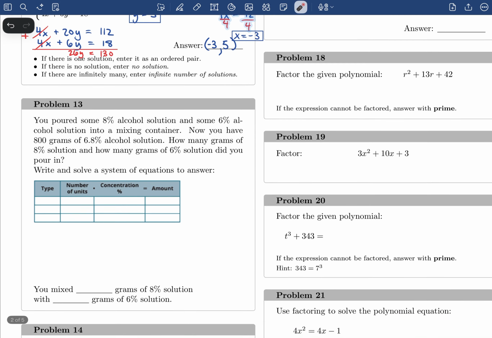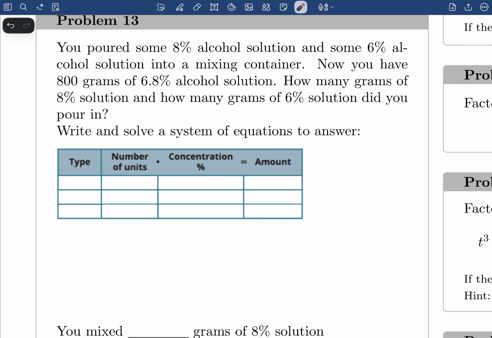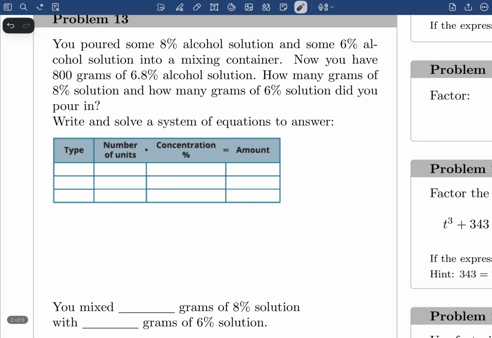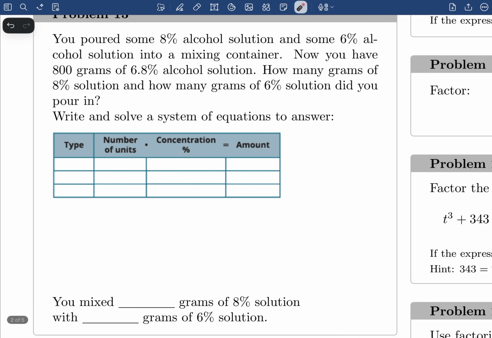Problem number 13. Here it is. You poured some 8% alcohol solution and some 6% alcohol solution into a mixing container. Now you have 800 grams of 6.8% alcohol solution. How many grams of 8% solution and how many grams of 6% solution did you pour in? Write and solve a system of equations to answer.